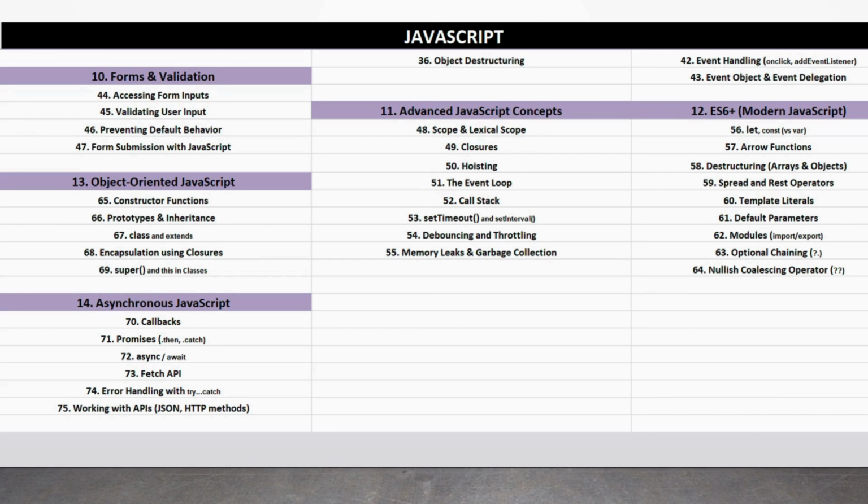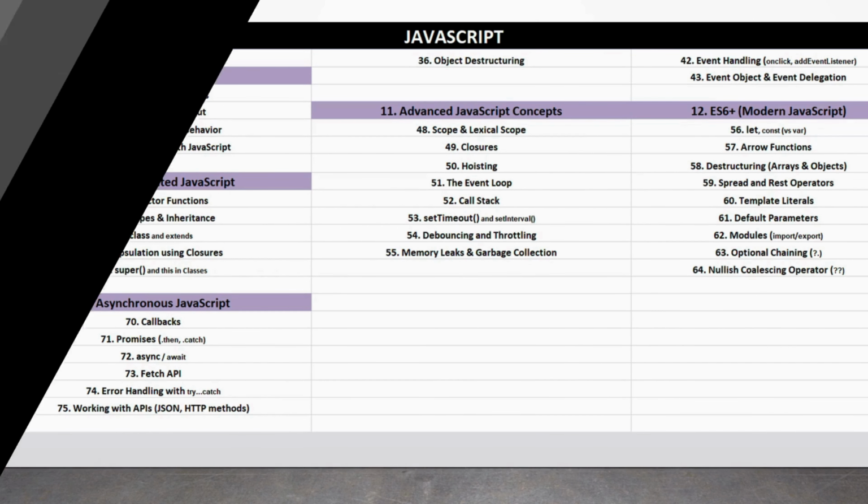Then object-oriented JavaScript like constructor functions, prototype, inheritance, class and extends, encapsulation using closures and super and this keywords in object-oriented JavaScript. Last, we will learn asynchronous JavaScript programming, that is callbacks, promises, async and await, fetch and API. We will learn these topics in this asynchronous JavaScript.